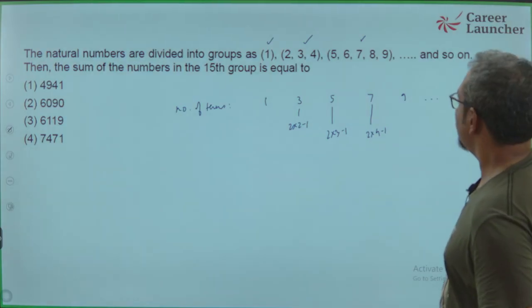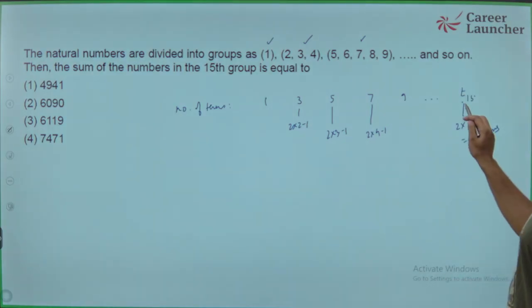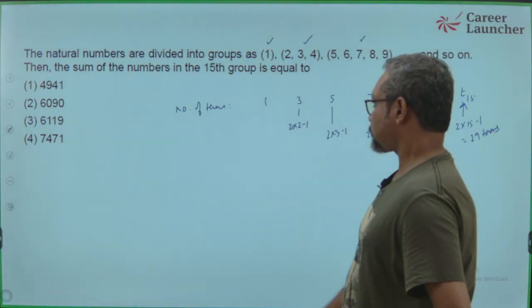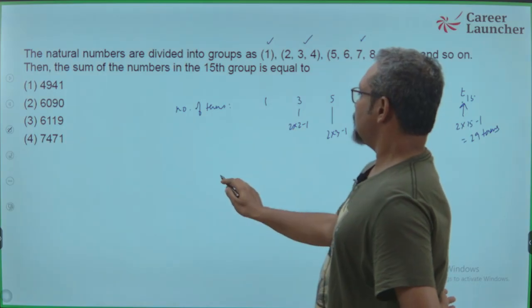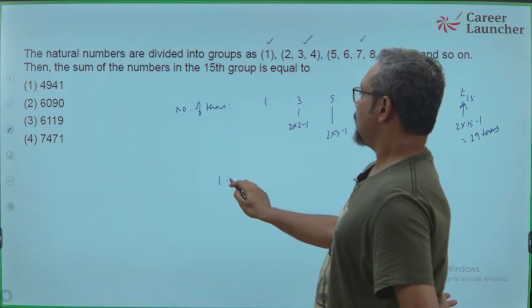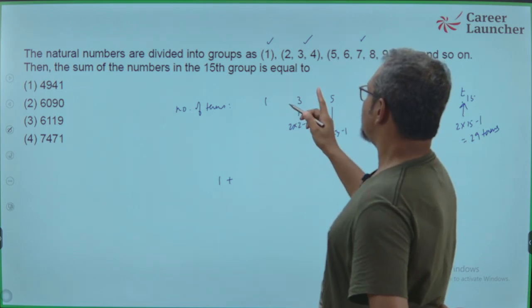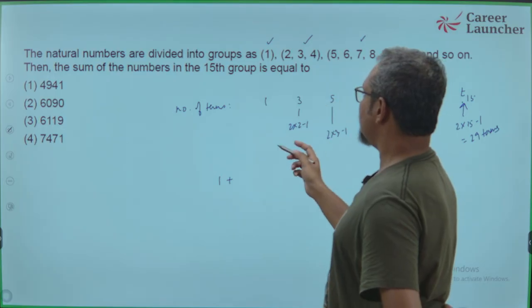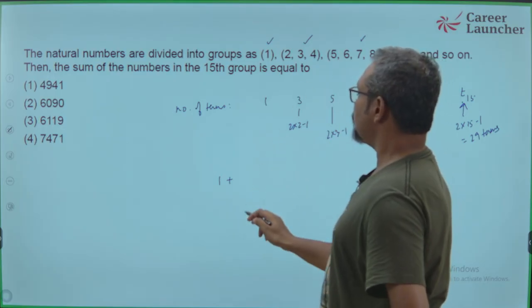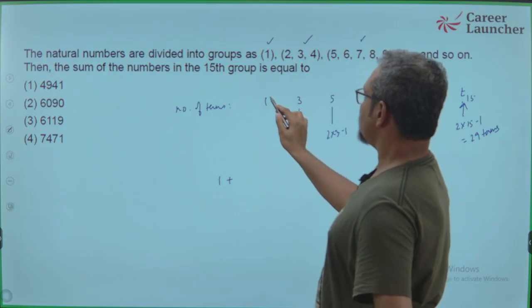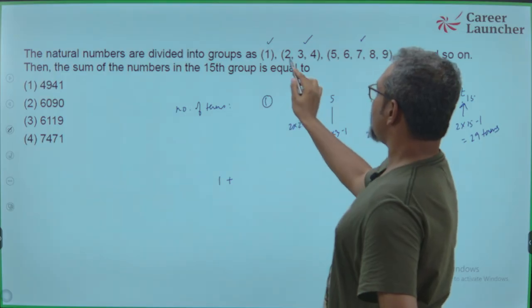The second thing is we need to figure out what number the 15th group starts with. So the first group starts with 1. The second group obviously has to start with 2. Now the third group starts with 5. So how do we get to that 5? Basically the number of terms, we have to have 1 plus 3, because these are consecutive numbers.